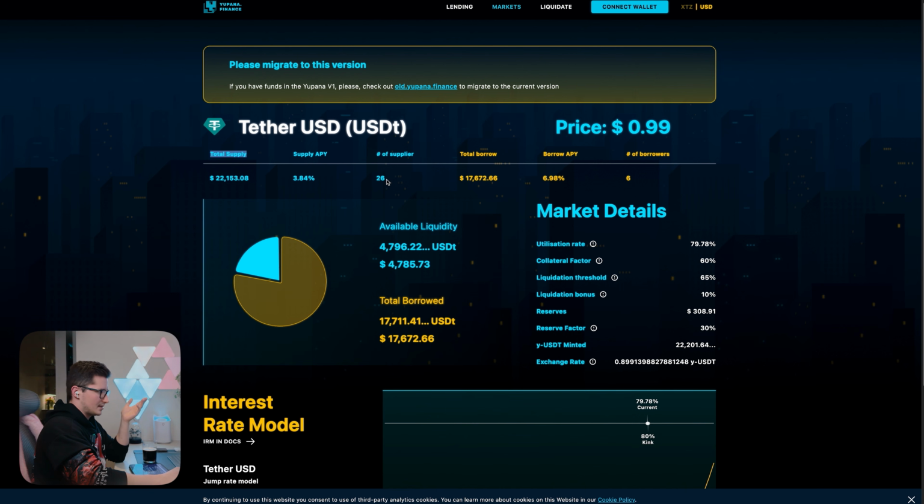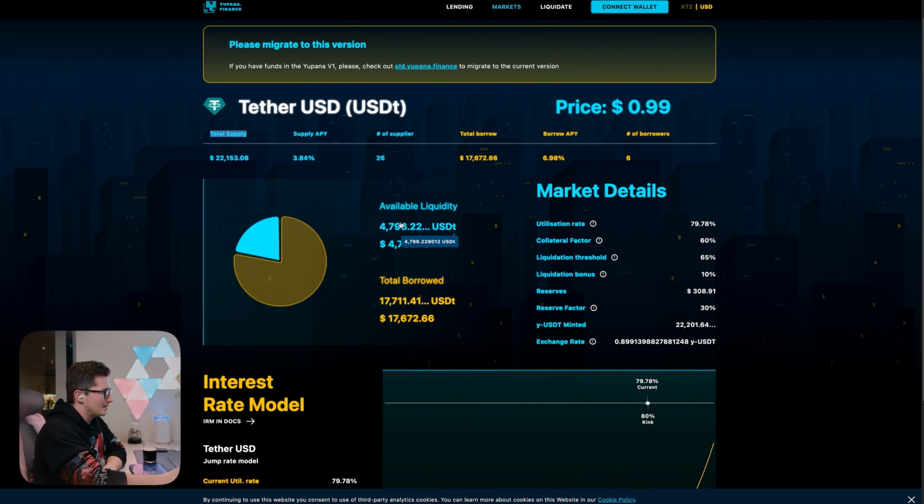Number of suppliers is 26 people in supply. Then total borrow, how much assets in the borrow? 17,000. Borrow APR, almost 7%, and number of borrowers, 6 borrowers. So available liquidity is total supply minus total borrow, and it's almost 5,000. Here is just a chart of borrowed assets from total supply, and the rest is available liquidity.